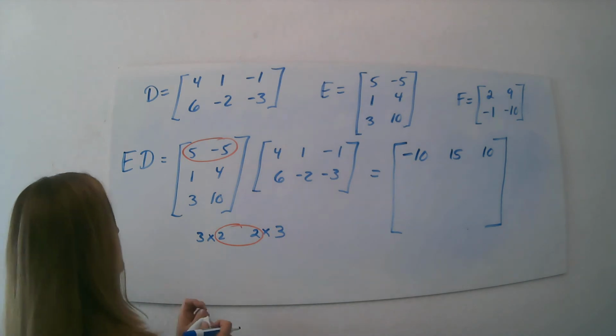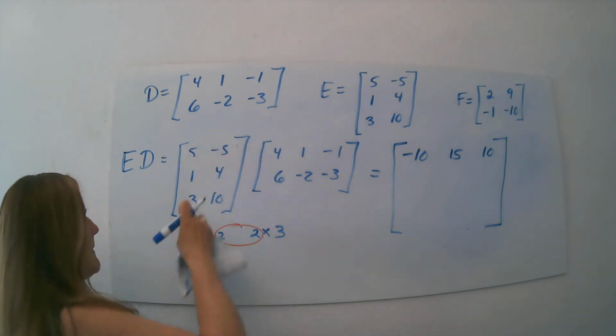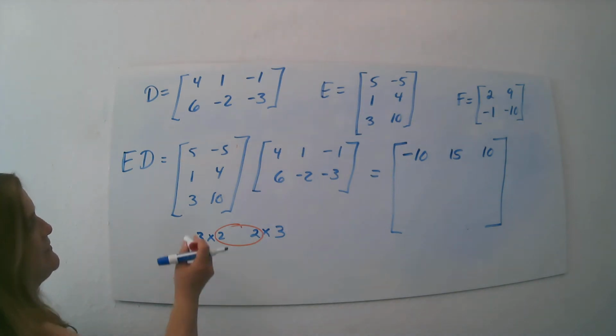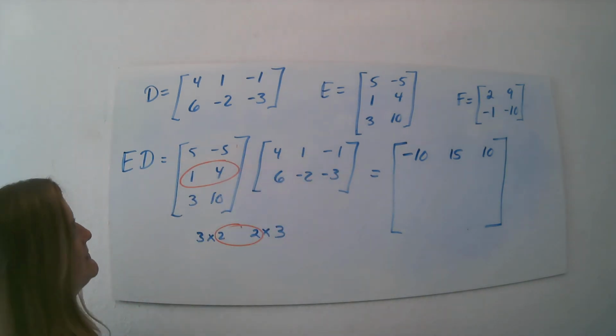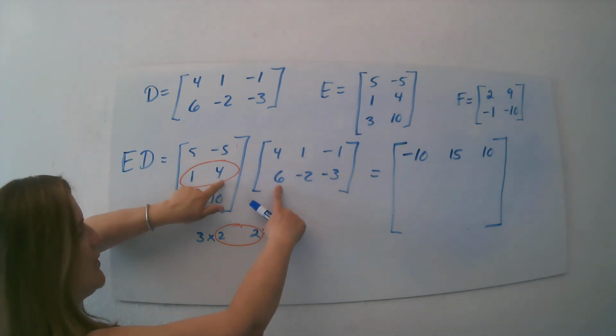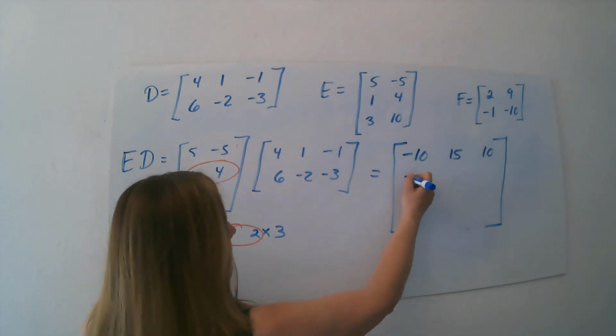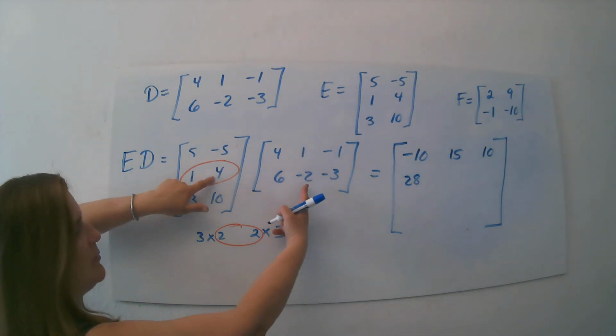So now we're going down to the second row. So here we are, we're using this row here. And again, we're going to move through the columns in the second matrix. So 4 plus 24. Next column. 1 plus negative 8.